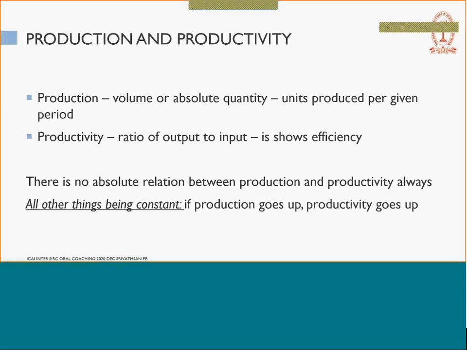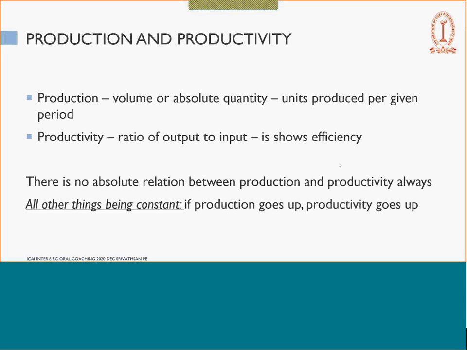Productivity, we have already discussed this, just telling you again. Production in absolute terms is what is produced in a given period. That's all, the total produced. Productivity is the ratio of output to input: what the output was as against what the input was. That relationship is productivity. There is no direct relationship between production and productivity. Production in 10 hours versus production in 8 hours: more hours, more production, but that doesn't mean productivity is better.